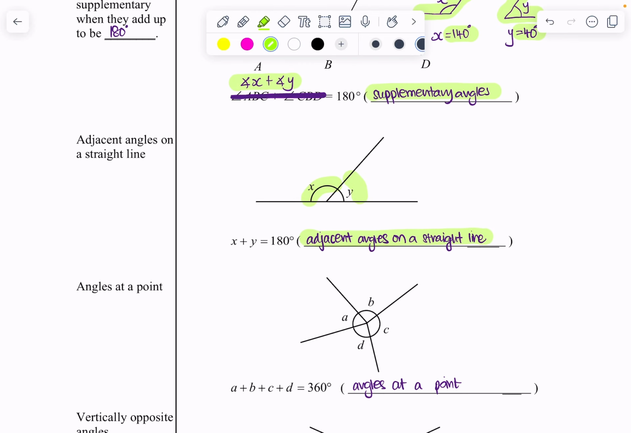Next, angles at a point. So no matter how many angles there are, all the angles at the point will add up to 360 degrees. So we call this property angles at a point.